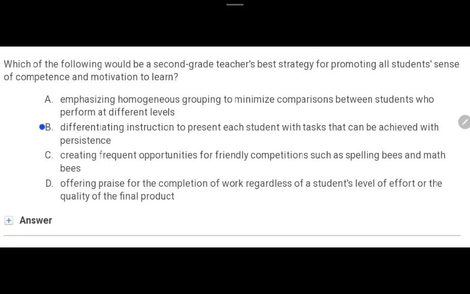Which of the following would be a second grade teacher's best strategy for promoting all students' sense of competence and motivation to learn? Option B is the correct answer: differentiating instruction to present each student with tasks that can be achieved with persistence. Option B is the correct answer.